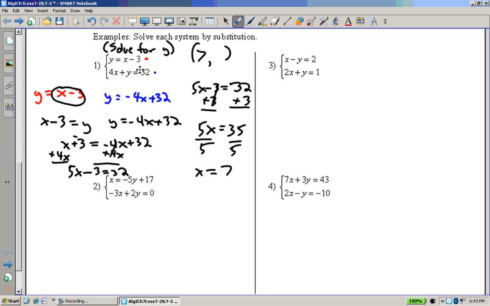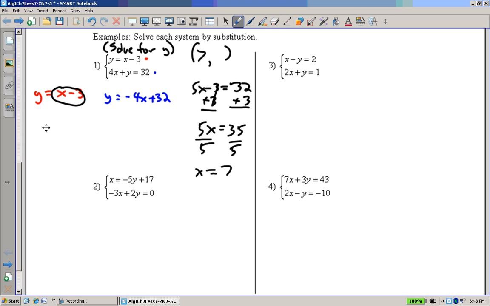So x is 7, plug back in. It doesn't matter which one we plug in for. Let's say red. So y equals, plug the 7 back in, 7 minus 3, y equals 4. Now again, should it matter which one I plug it into?